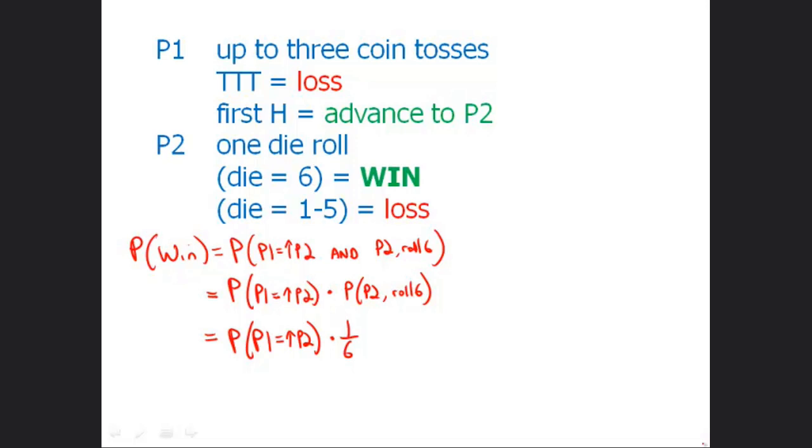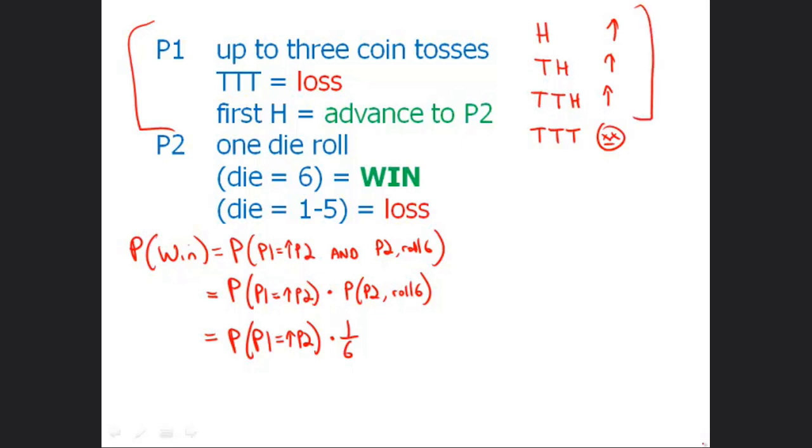Now let's go and look at phase 1 in a little more detail. Let's think about the outcomes here. If I flip a head, then I advance. If I flip tail and then head, then I advance. If I flip tail, tail, head, then I advance. If I flip tail, tail, tail, then that's no good. Then I'm out. And I want to figure out the probability of that, and a direct calculation of that would be a little bit tricky.